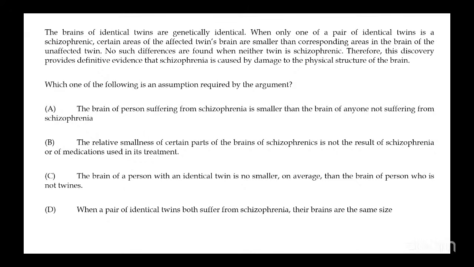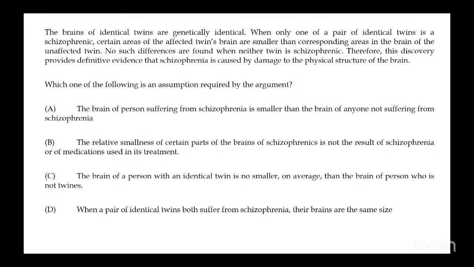All right, let's look at this one. So the brains of identical twins are genetically identical. When only one of a pair of identical twins is schizophrenic, certain areas of the affected twin's brain are smaller than corresponding areas in the brain of the unaffected twin, right?